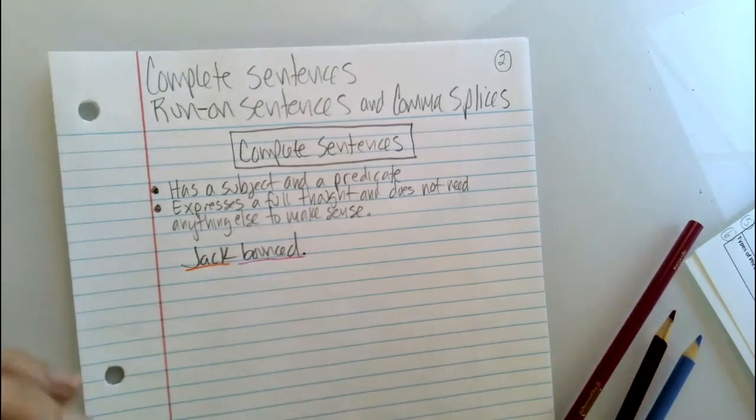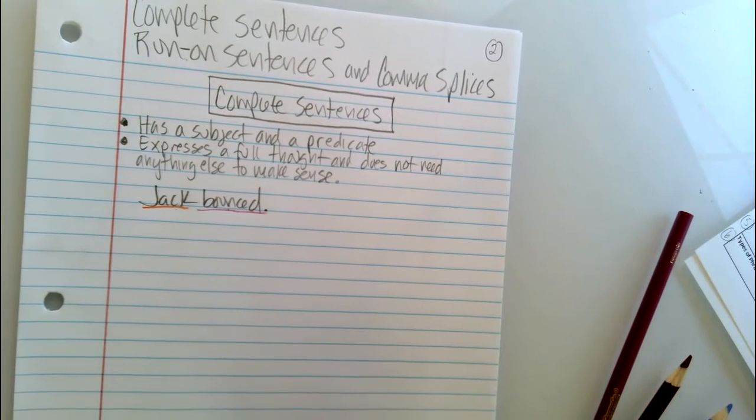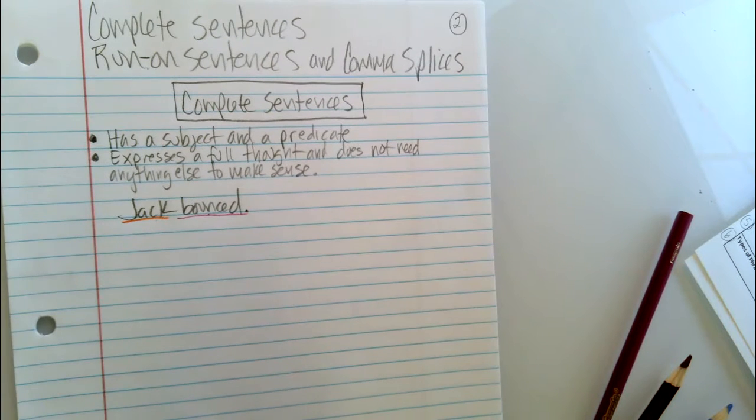It also stands alone by itself, right? We don't need any other information. We know that Jack bounced. Well, but is Jack bounced a very engaging sentence? No. Why would we ever use a very brief sentence? Well, authors use brief sentences all the time. They could be used to make a point.